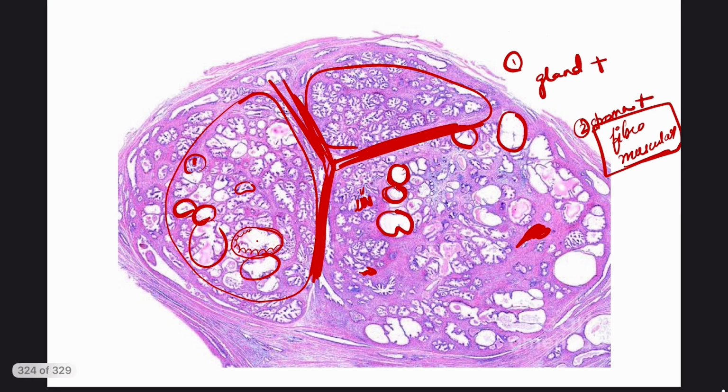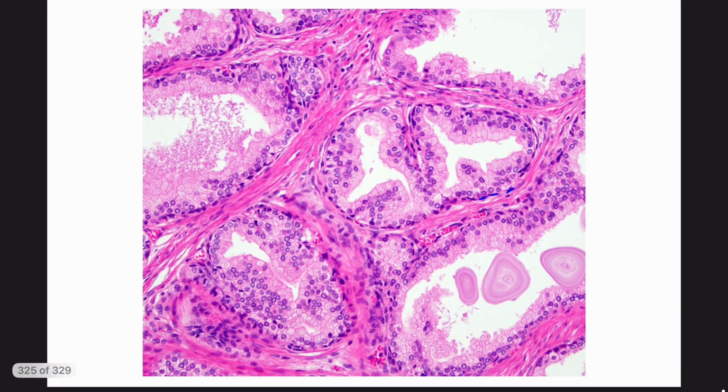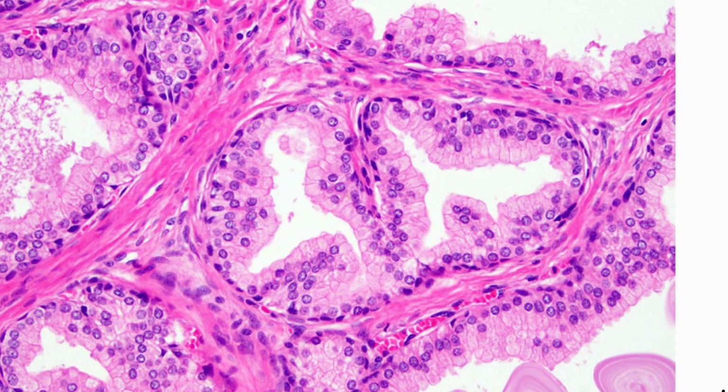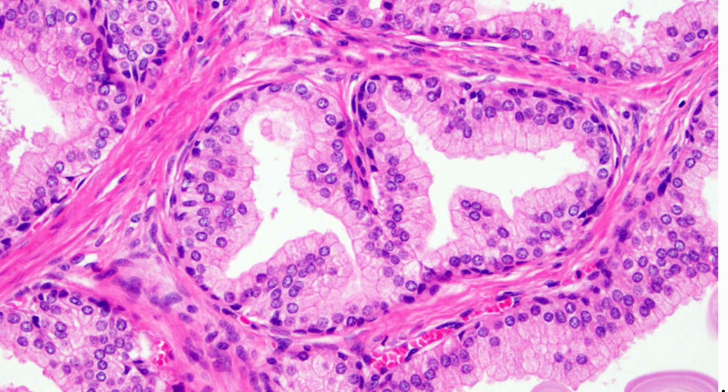Coming to the high power view, here you can see one gland. Focus on this one gland. This is the outermost layer. The lining of the gland has two layers, so it is a double layered epithelium. The outermost layer contains elongated or flattened cells. These are the flat nuclei of the flattened cells.